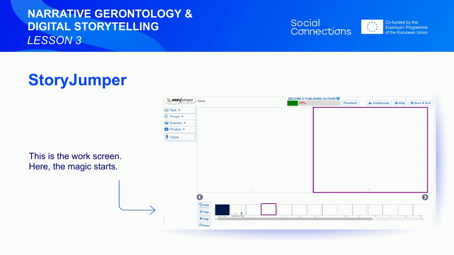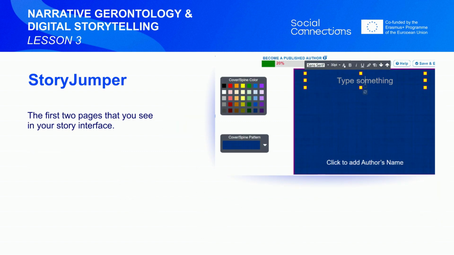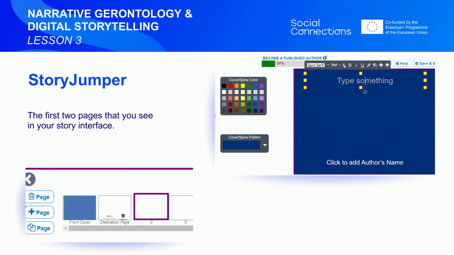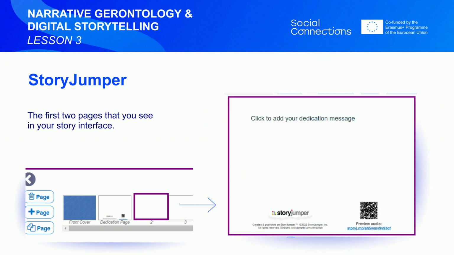Let's start with the front and dedication pages. These are the first 2 pages that appear in your story. In the front page, you are able to choose the color of the cover, as well as the pattern. There are some quite nice options available. In the front page, you are also able to write the title of the story and other key information, such as the author's names. In the dedication page, as it is named, you can write a dedication message, or in the case of social connections, the name of the person that will tell his or her own story.